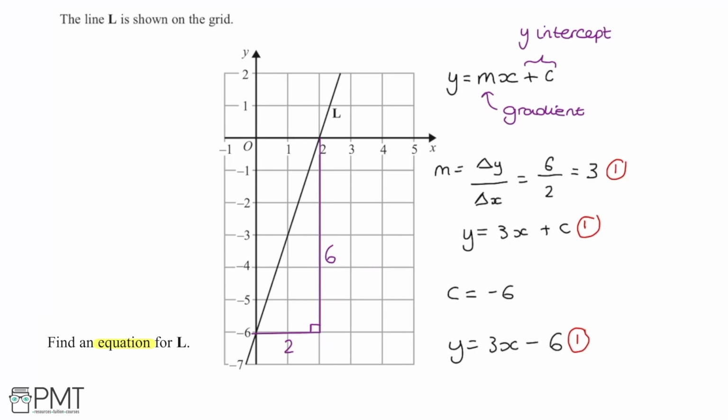There are a couple of different ways you can go about getting the marks. It just depends which order you've calculated things in and how you've used these values, and maybe you substituted in values to find c, or maybe you just read it off as the y-intercept.